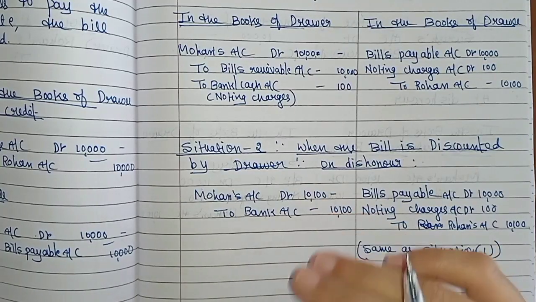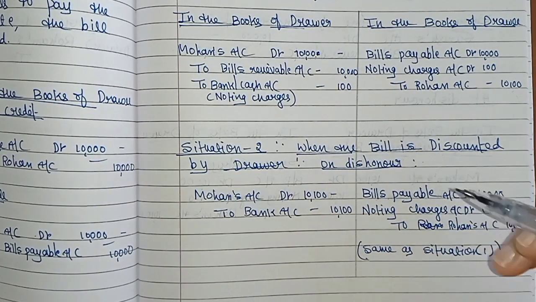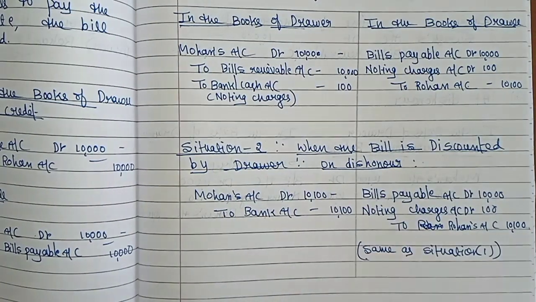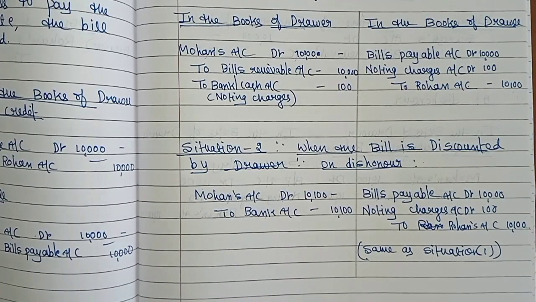But here the bill gets dishonored. When the bill is discounted by the drawer but the bill is dishonored, what is the journal entry in the books of drawer? Here Mohan's account debtor to bank account. Mohan's account debtor to bank account.